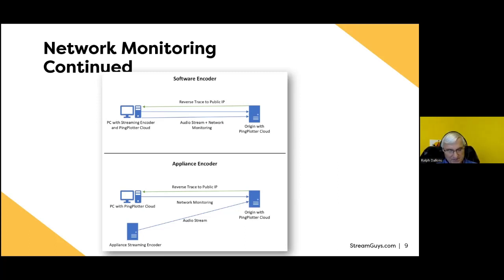These diagrams are simplified to show a single encoder and a single origin, but we suggest doing this for each encoding location and each origin whose encoders push to. If you source 10 streams out of a single facility, that still just needs one agent because the 10 streams are going out via the same network path.